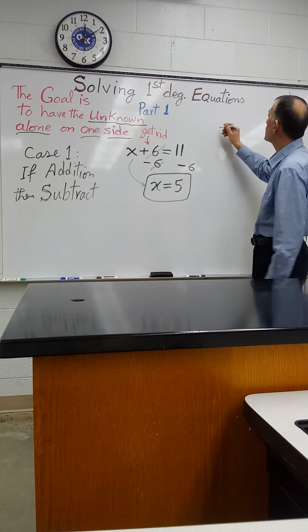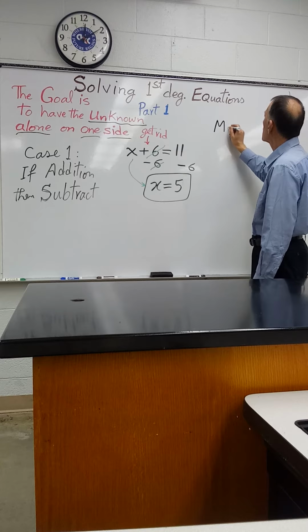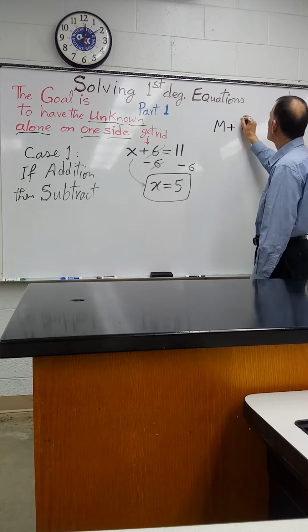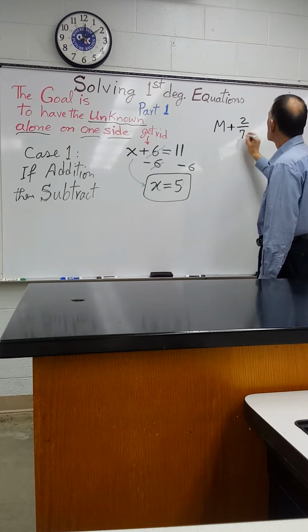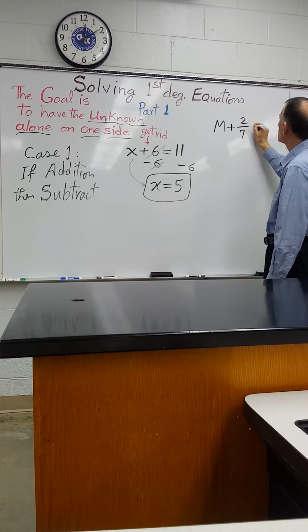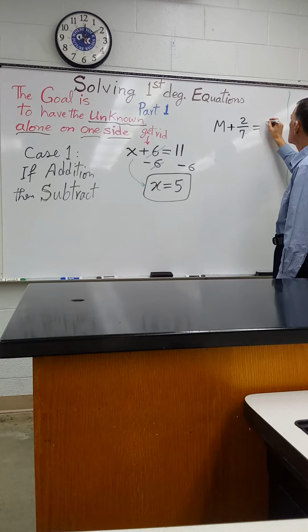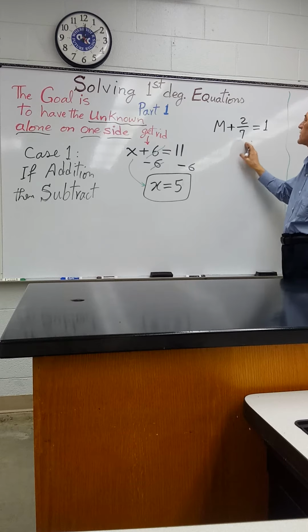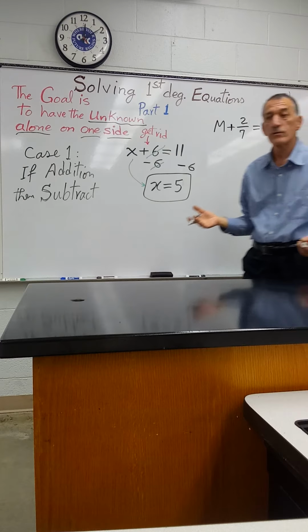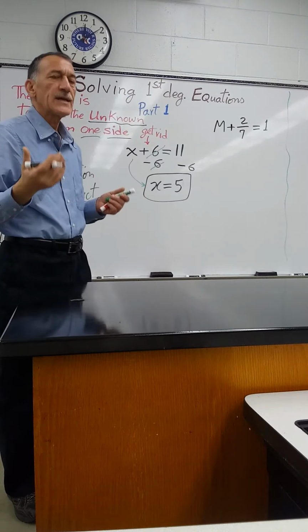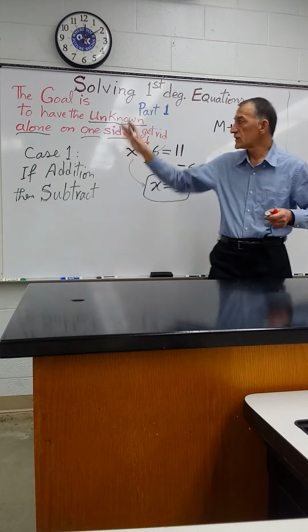So let's say we have m plus 2/7 equal to, well, let's put it 1. m plus 2/7 equal to 1, and you say, okay, what do I do? Now I have a fraction. It's okay. As long as it's a simple fraction, you can use the same concept.